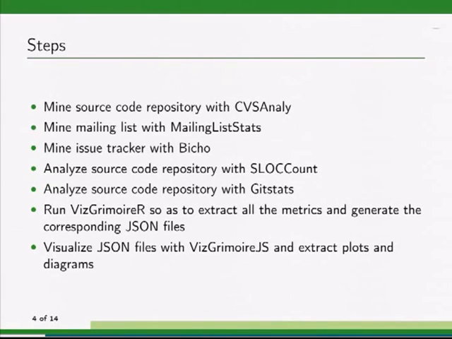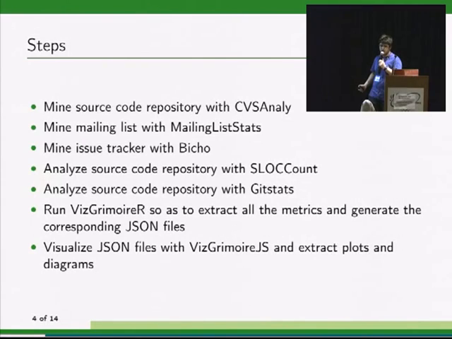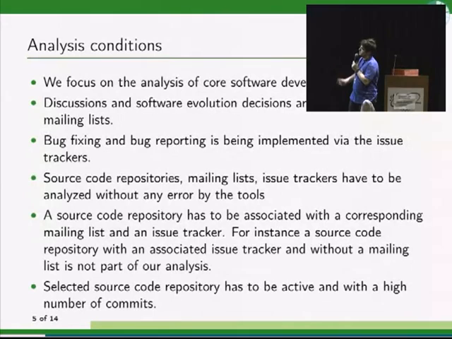Then we run VisGrimoire R in order to extract all the metrics. We use the R language for that, and VisGrimoire R provides us JSON files as an output format. Finally, we visualize these JSON files with VisGrimoire.js, and we have all the plots, the diagrams, and all the information visualized and plotted. So, following these steps is not enough.